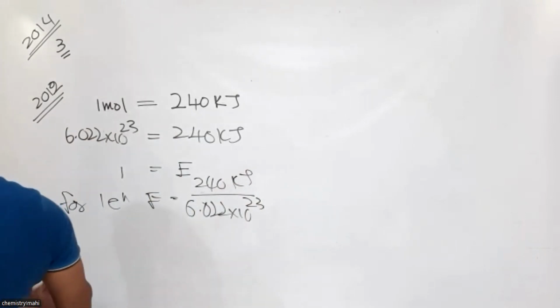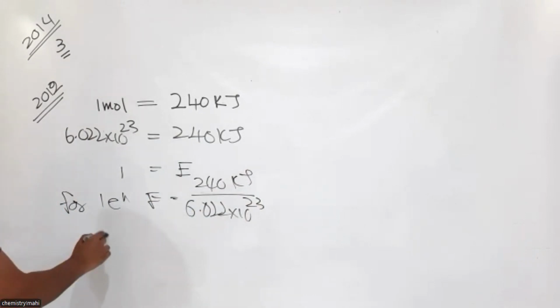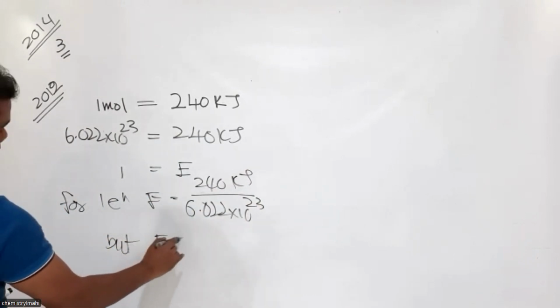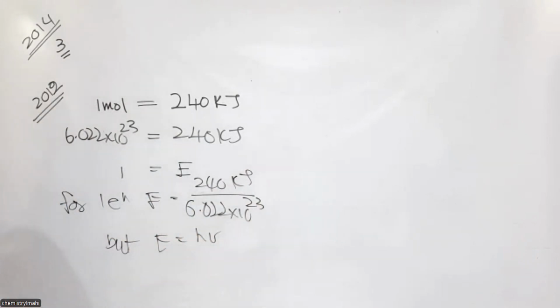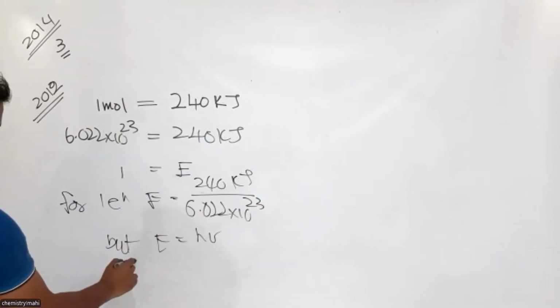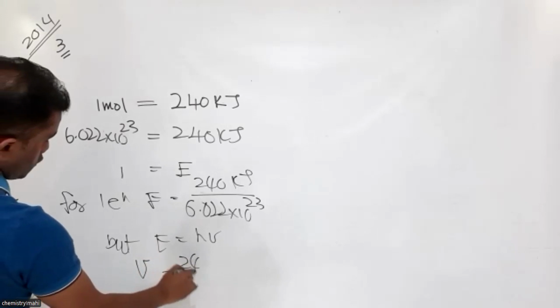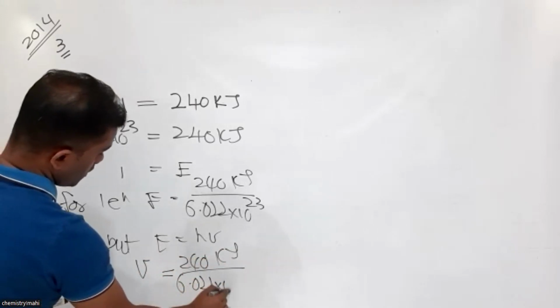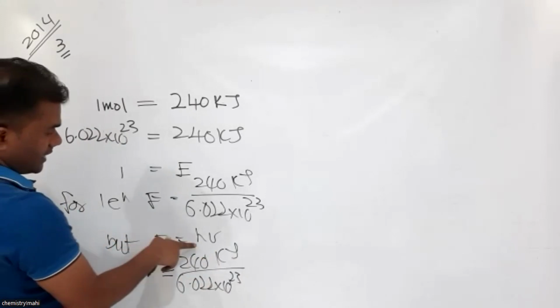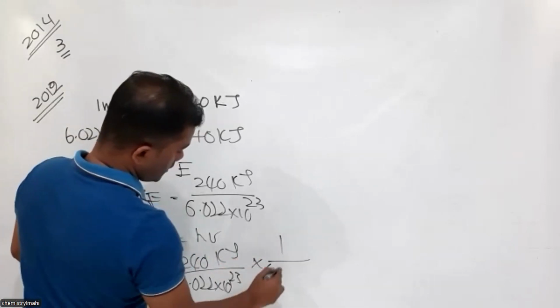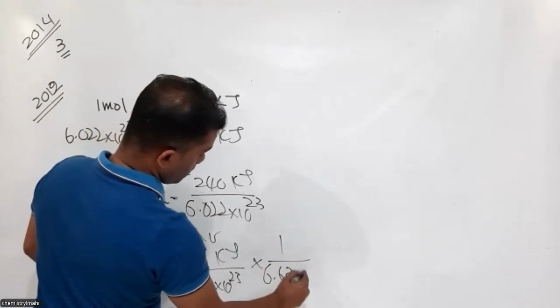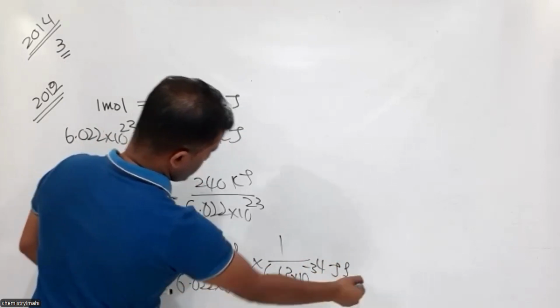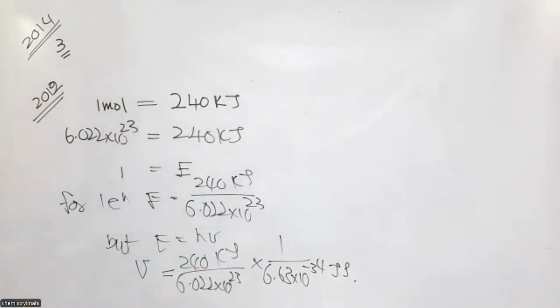That's the energy. But the question is frequency. Energy equals h mu, so you can find mu. Now I get 240 kilojoule divided by 6.022 × 10^23, divided by h. h is 6.63 × 10^-34 joule second. That is how I get the substitution.